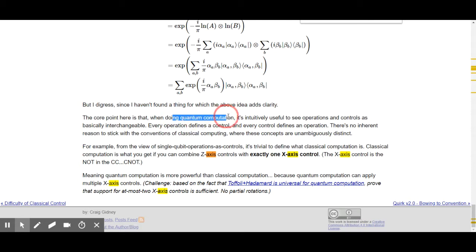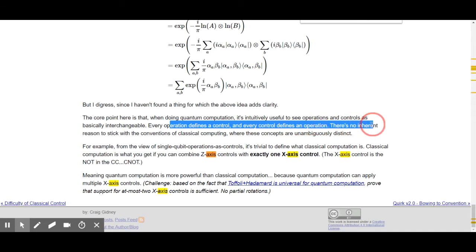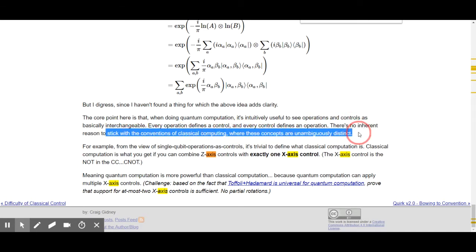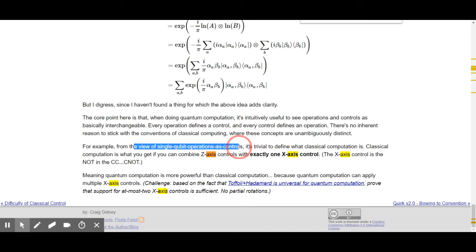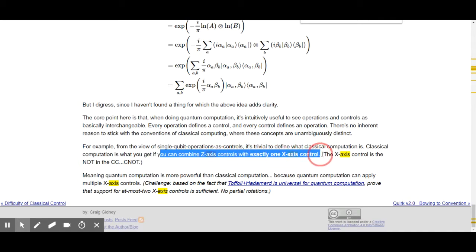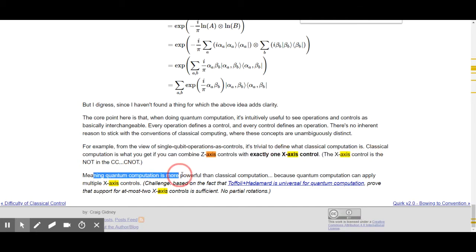The core point here is that when doing quantum computation, it's intuitively useful to see operations as controls as basically interchangeable. Every operation defines control. There's no inherent reason to stick to the conventions of classical computing. For example, from the view of single qubit operations as controls, it's trivial to define what classical computation is. Classical computation is what you get if you can combine z-axis control with exactly one x-axis control. The x-axis control is the node in the CCC node. Quantum computation is more powerful than classical computation because quantum computation can apply multiple x-axis controls. In fact, Toffoli plus Hadamard is universal for quantum computation.